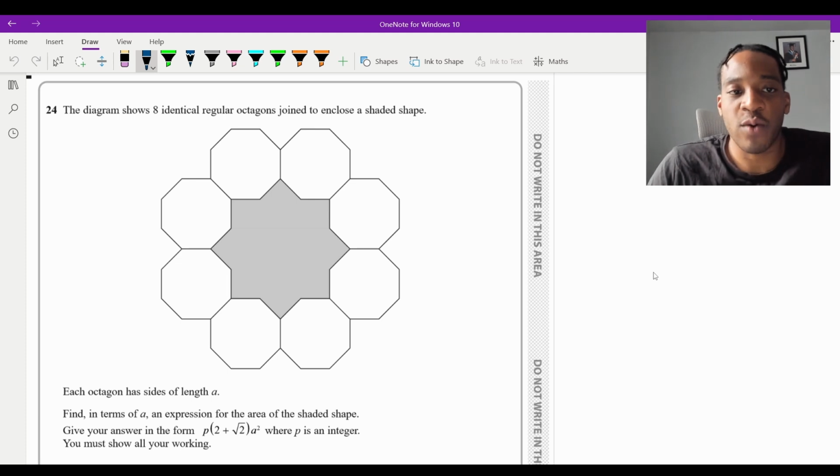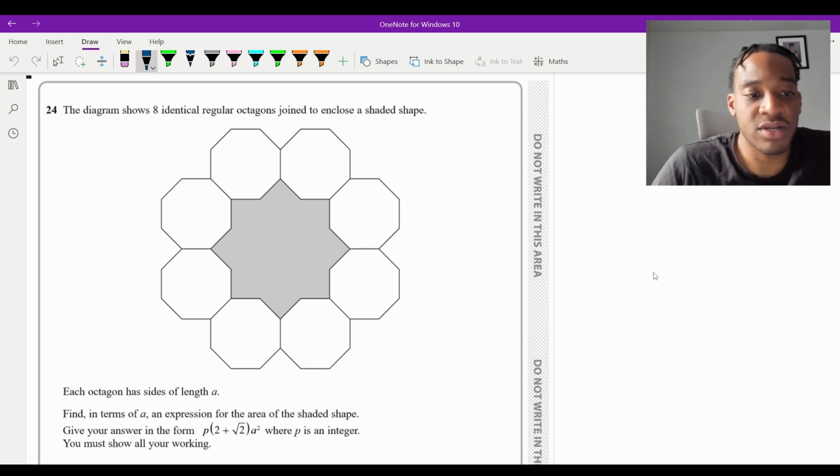Now, what you want to do with a question like this is just break it down into pieces, right? Now, we're looking for a shaded area, which is fine. But as well as that, they've also told us that we're dealing with regular octagons, right? In other words, polygons. So another thing that my mind is going to go to is polygons, sum of interior angles, exterior angles, interior angles, and so on and so forth, right? Now, they've told us that each octagon has sides of length A. So I'm going to label that there. So for example, this is going to be an A here. It's going to be an A, and so on and so forth, right?